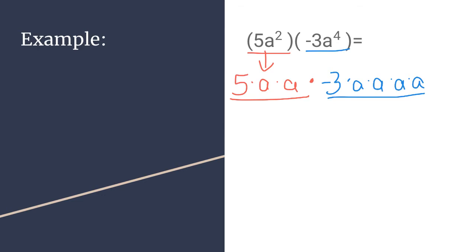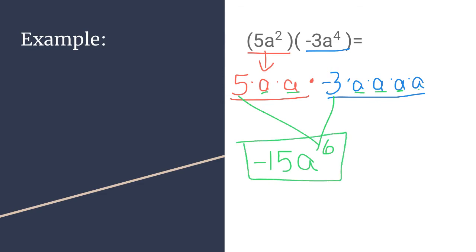So if I were to take my numbers and multiply those, 5 times negative 3 is negative 15. And then if I just count up my a's, a is being repeatedly multiplied 1, 2, 3, 4, 5, 6 times. There's my answer. So let's look up above. What I could have done is just multiply my numbers, kept my base, added my exponents, and I would have gotten the same answer.